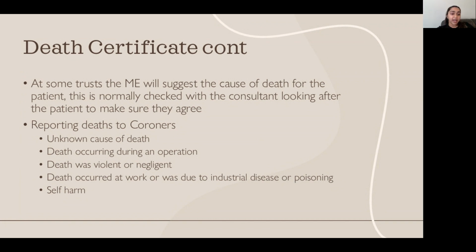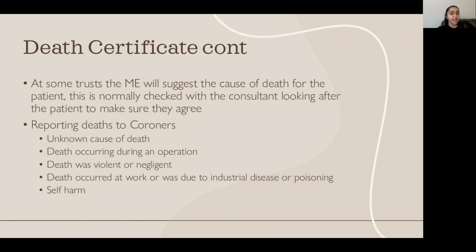So as I said, cause of death: you've got the whole death certificate, which is part 1, and then it's 1A, 1B, 1C. 1A is what you think directly caused the death. 1B can lead to 1A and 1C can lead to 1B. Part 2 is anything else that contributed but wasn't directly affecting it. It's quite hard to think about that until you get a case scenario.